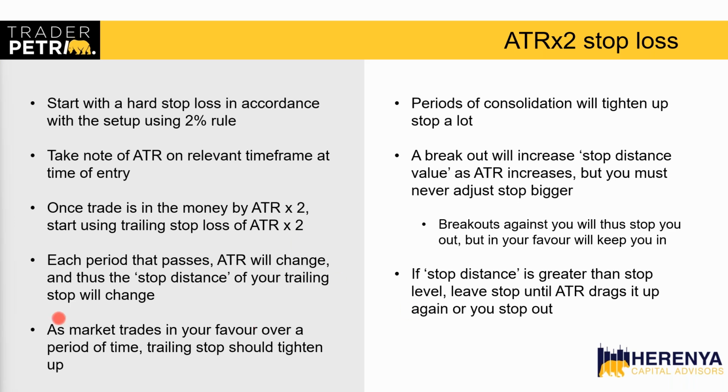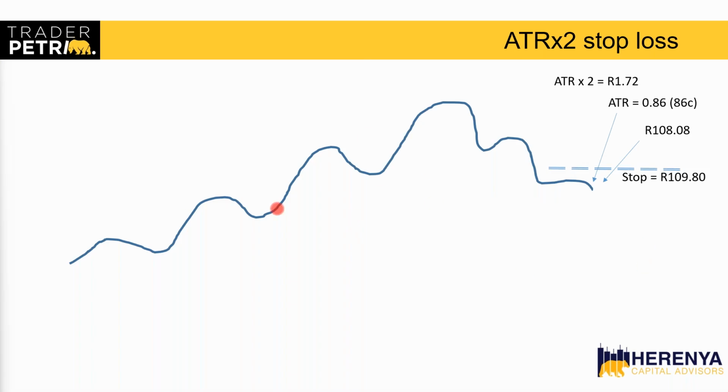So, okay, let's get into an example of how this works. What we have here is, let's say we've got a share price that's trending up and you want to take a short position here, right? So when we take our initial entry into the short trade here at, say, 108 Rand and 8 cents, we're going to put our stop loss at 109 Rand 80 cents. So that is where we think from a technical perspective our stop loss should be.